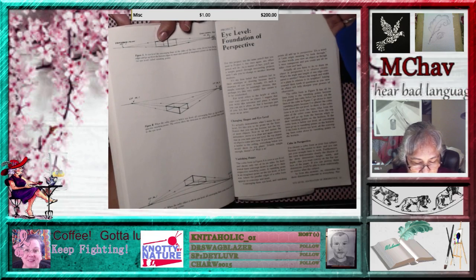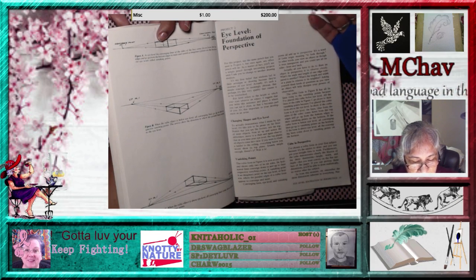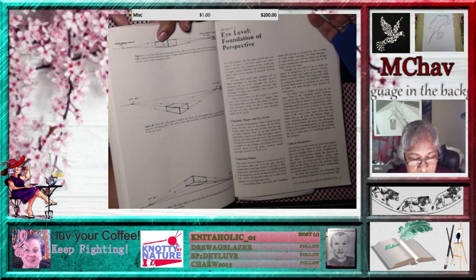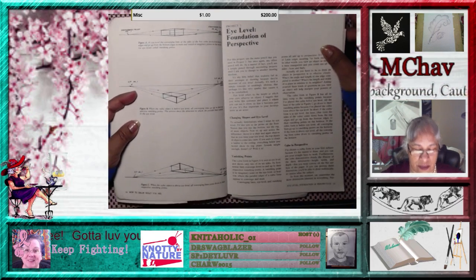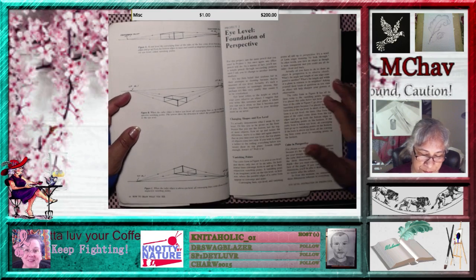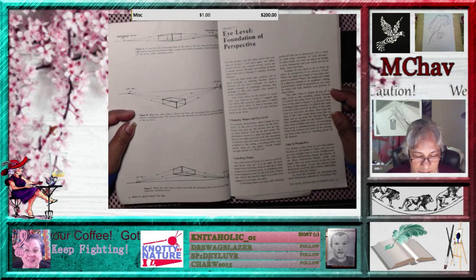So the sentence that they're talking about: eye level refers to the height at which your eyes observe an object. And that's something that every artist needs to remember. Changing shapes in eye level.